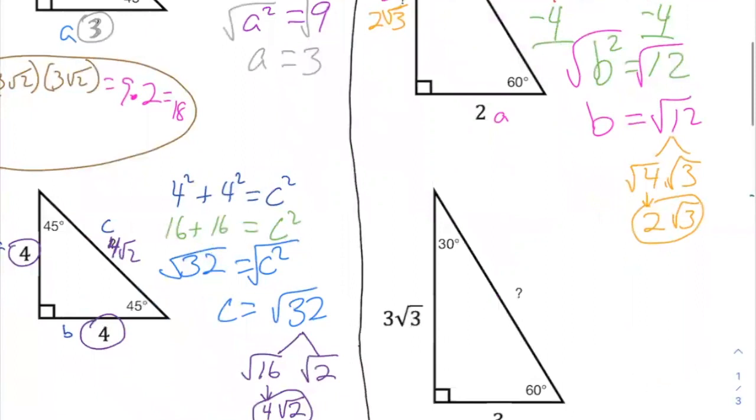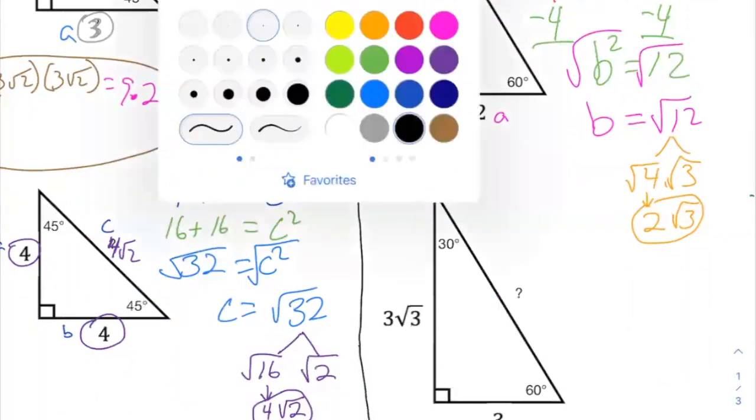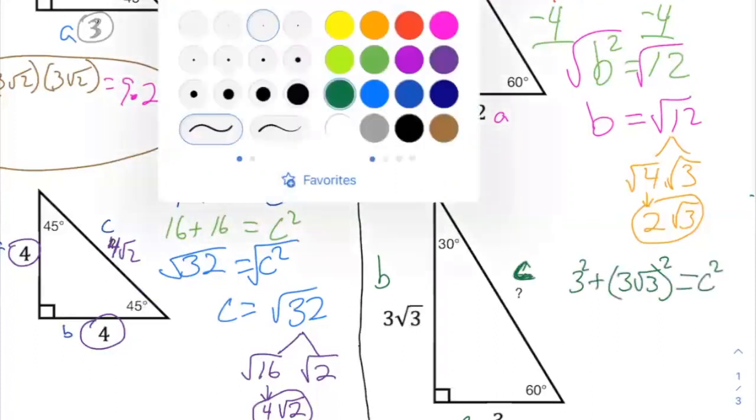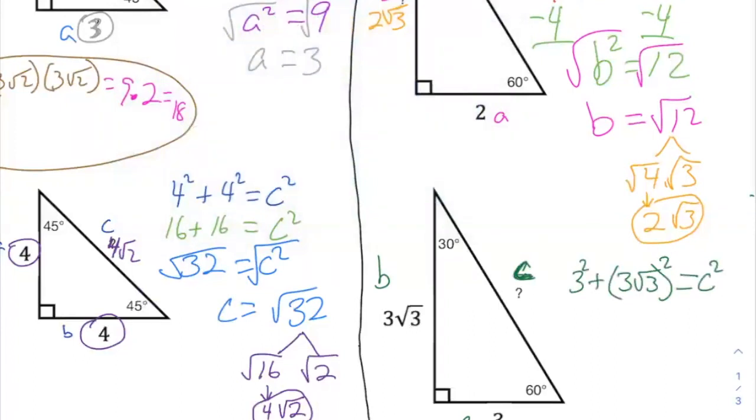We have one more triangle in the warm-up to solve for a variable. This time the variable is going to be the hypotenuse. We'll call it C. Pythagorean theorem. Let's call this A and this B. Remember, you can switch the A and the B. Doesn't matter. I just chose those. So A squared plus B squared equals C squared. Awesome. Let's square these things. 3 squared is 9. 3 root 3.